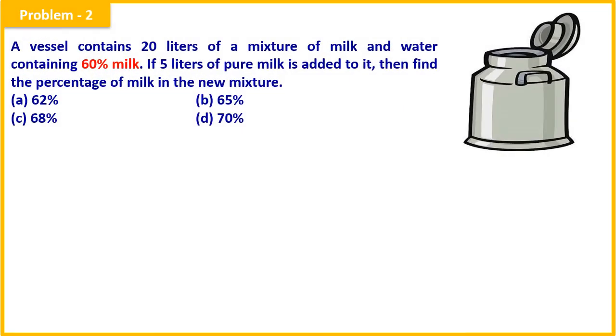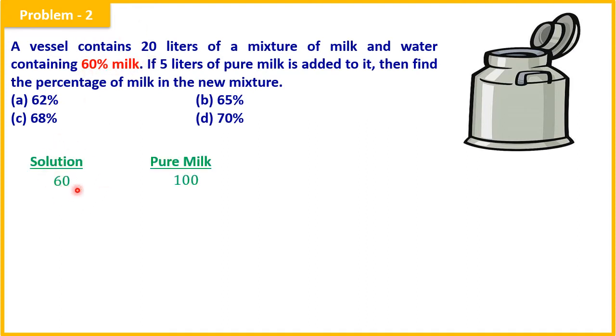Problem number 2. A vessel contains 20 liters of a mixture of milk and water containing 60% milk. If 5 liters of pure milk is added to it, then find the percentage of milk in the new mixture. First of all, you need to decide whether you want to solve this question in terms of concentration of milk or concentration of water. Suppose we decide to solve in terms of concentration of milk, so the solution is 60% concentrated as it has 60% milk.